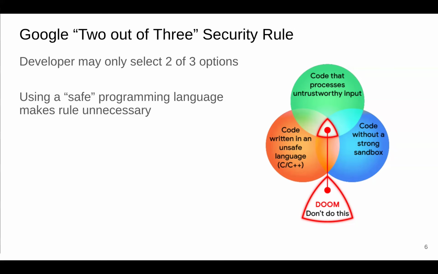Essentially, you can write code that processes untrustworthy input in C or C++ if it's strongly sandboxed. What would be a good example of such a piece of code? Yeah? Say again? Pseudofont in Linux.